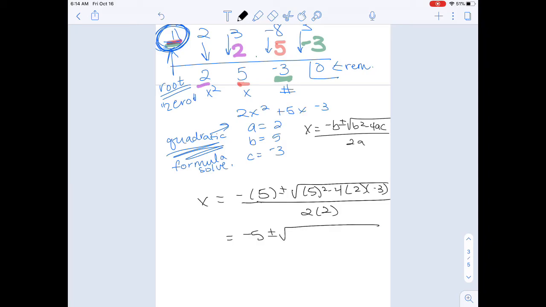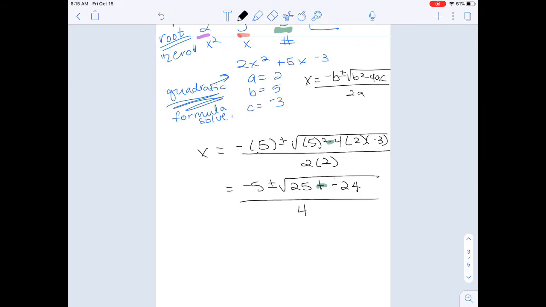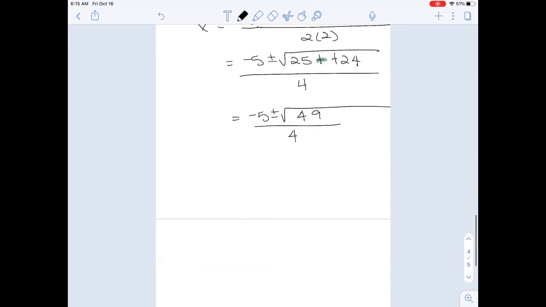So we go negative 5 plus or minus the root of 25 minus 4 times 2 is 8 times negative 3 is negative 24. Remember to keep this minus separate at first and do everything else behind it so it doesn't get lost. Over 2 times 2 is 4 in the bottom. Again, minus a negative is really adding the opposite or adding a positive. 25 and 24 is 49. The root of 49 is really 7.